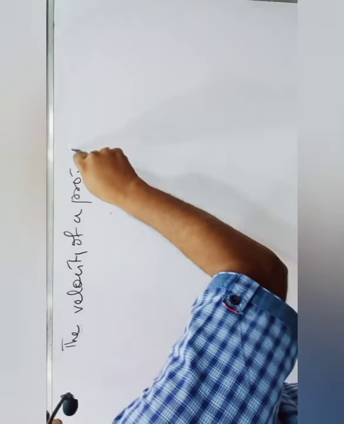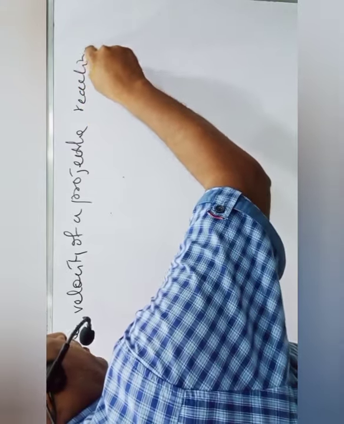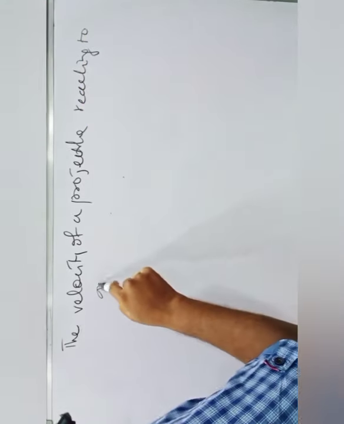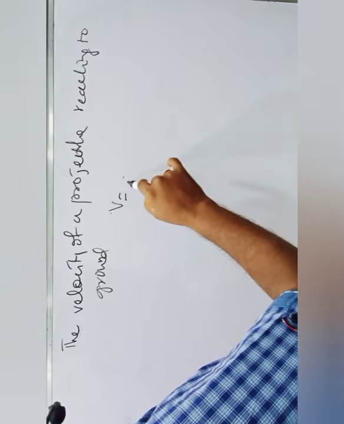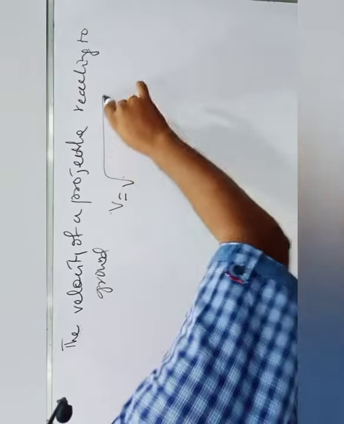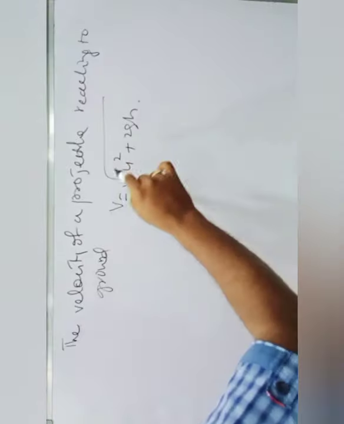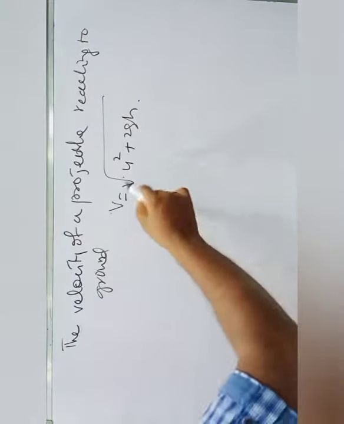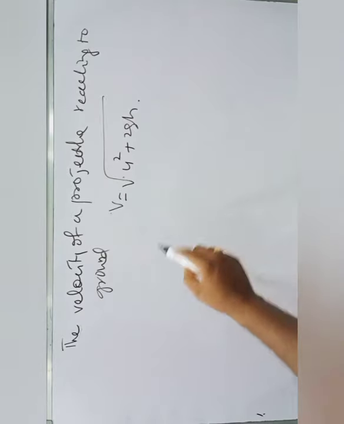Reaching the ground, V is equal to root over u square plus 2gh. V square minus u square is equal to 2gh. From that equation we can write V is equal to root over u square plus 2gh.